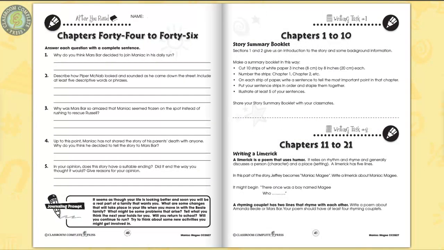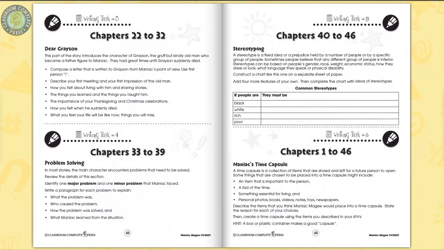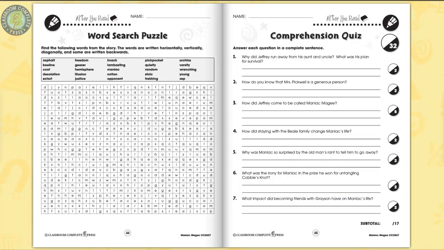Supplement an existing unit with in-depth writing tasks, such as identifying a major and minor problem that Maniac faces in the story, and explaining each in a paragraph. A word search puzzle and comprehension quiz ends the unit.